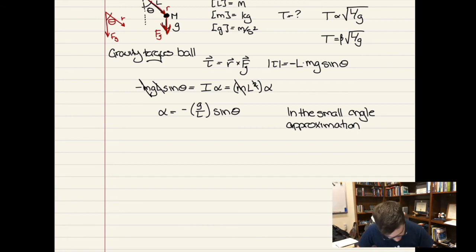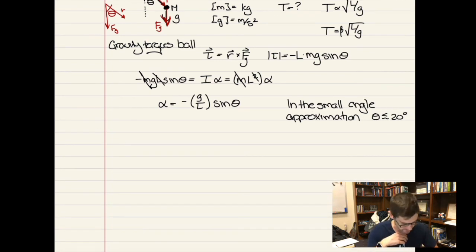is more or less true when theta is less than or equal to about 20 degrees. You might have shown this in Calc 1. You would also prove this in Calc 2 with Taylor series. You could also just convince yourself on a calculator. When theta is small, plug it into your calculator, sine of 2 degrees, you'll get essentially 2 degrees back. The sine of an angle is approximately the same as the angle when theta is very small.